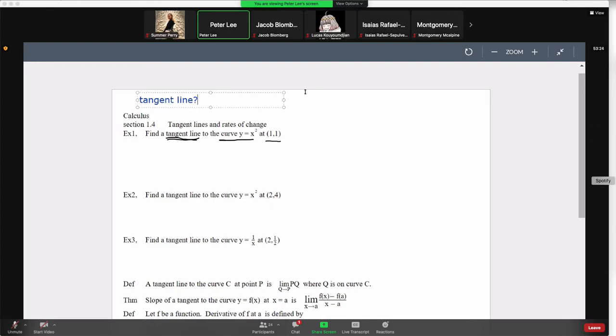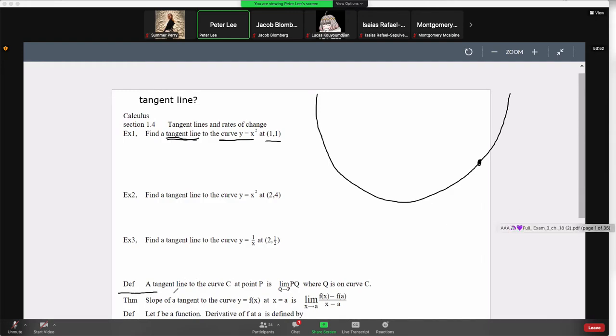A tangent line is basically, if you have a curve like this, then what is the tangent line? Let's say here's the point right here. So what is the tangent line to this curve at this point? Now, the tangent line is basically the linear behavior of that curve near that point. So let me explain to you. Basically, the official definition is really this.